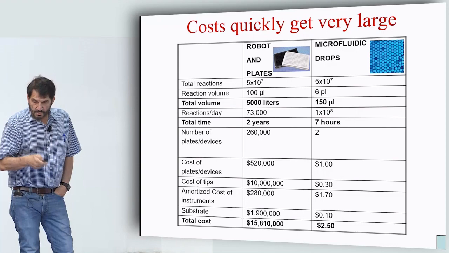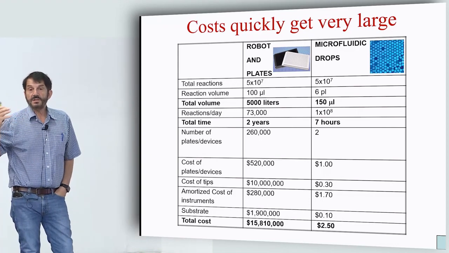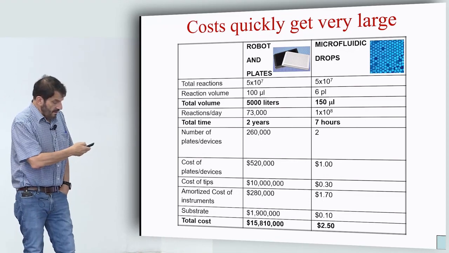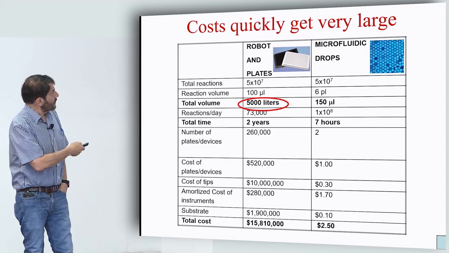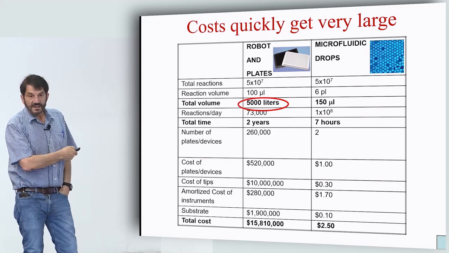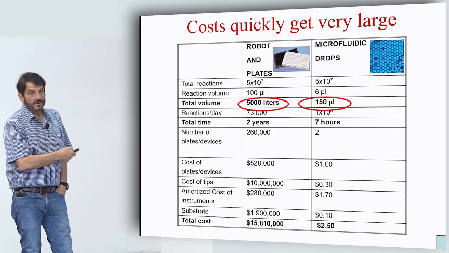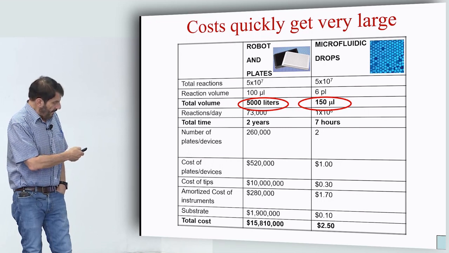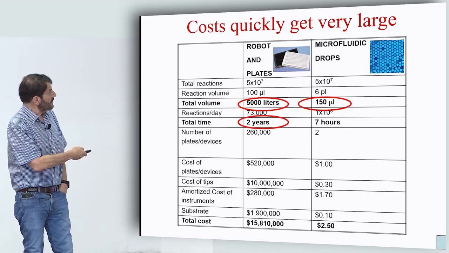And you might say that you could do this. In fact, you can do this just in the more traditional ways. You can do it with a robot. Here it gives you the example of why you don't want to. If you do it with a robot, it would take about 5,000 liters of reagent. For the microfluidics, all the sorting took about 150 microliters. If you add up all the costs of what you were doing, or if you add up the time, it would take about 2 years to do the sorting.